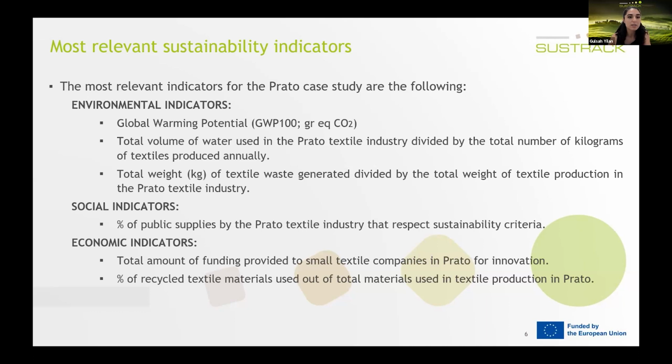For the social indicators, we identify the percentage of public supplies by the Prato textile industry that respect sustainability criteria. And for the economic ones, we have the total amount of funding provided to small textile companies for innovation, and the percentage of recycled textile materials used out of total materials used in textile production in Prato.